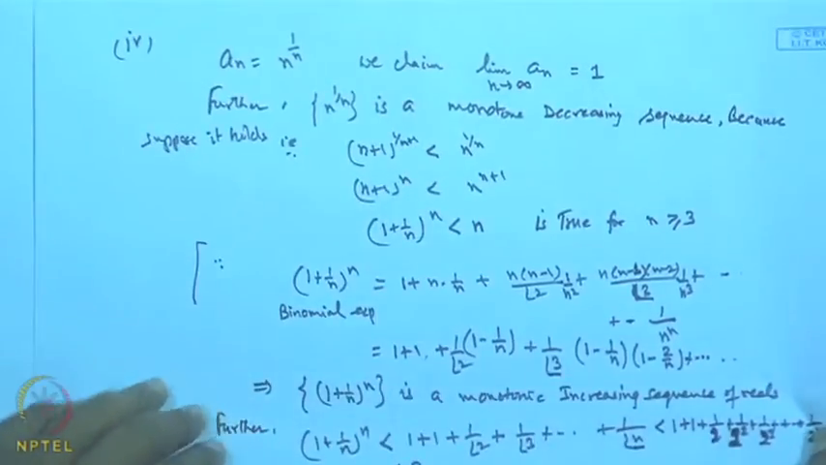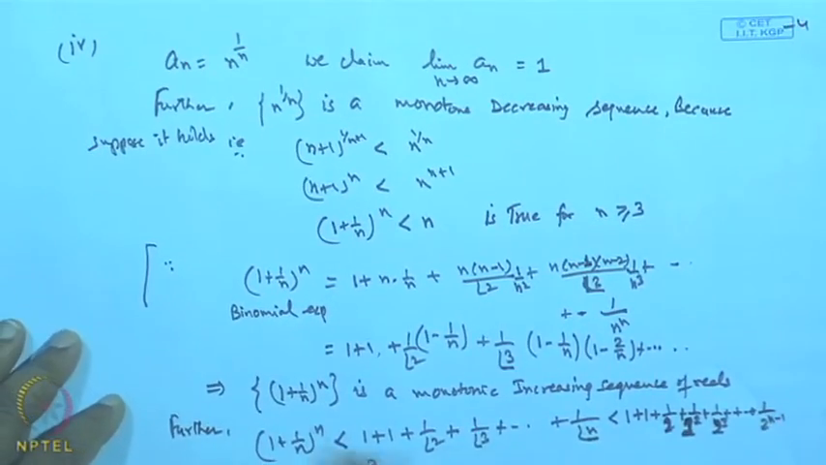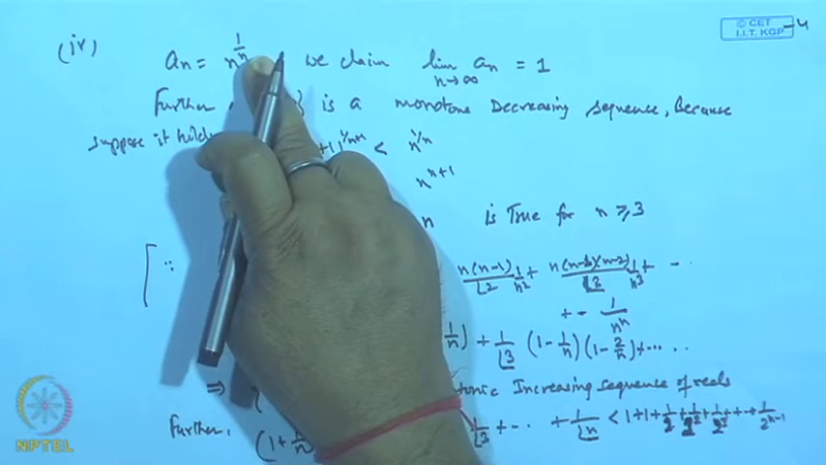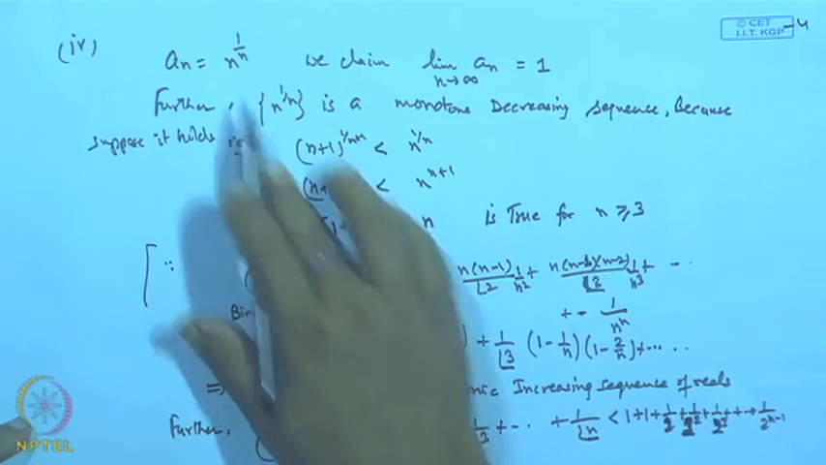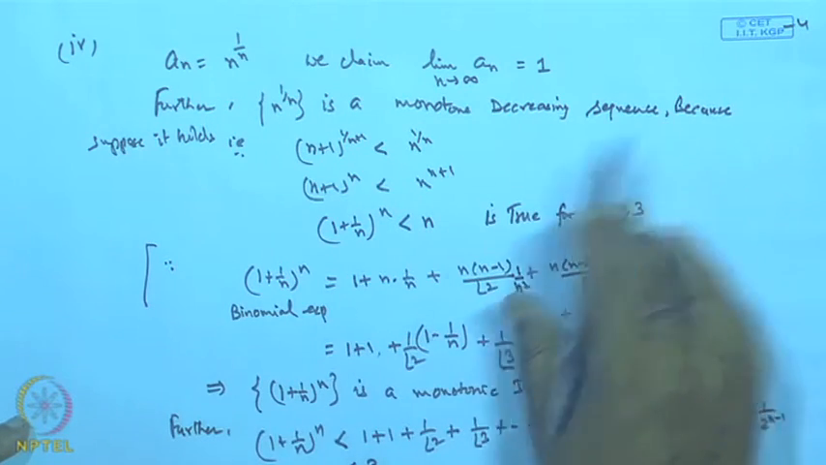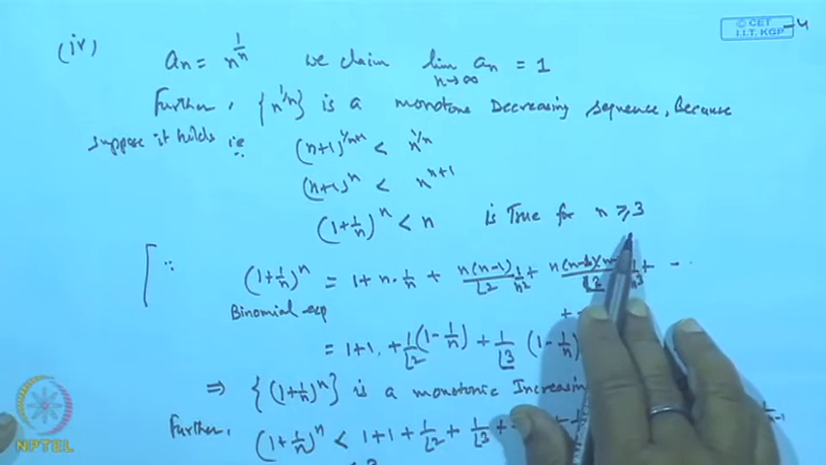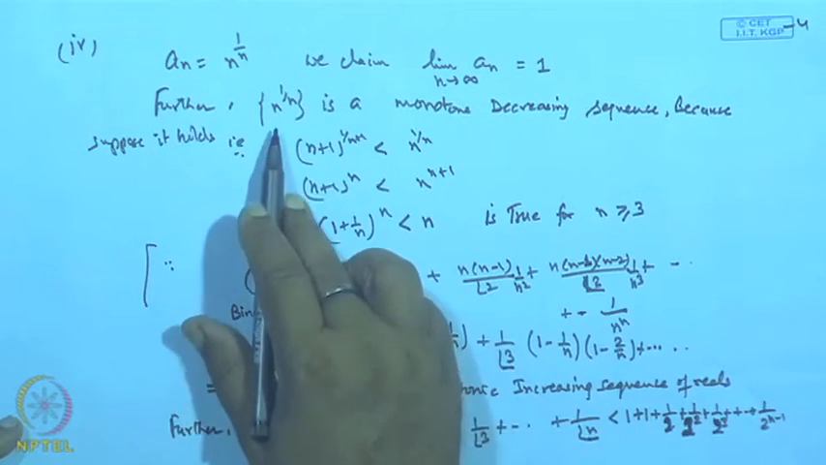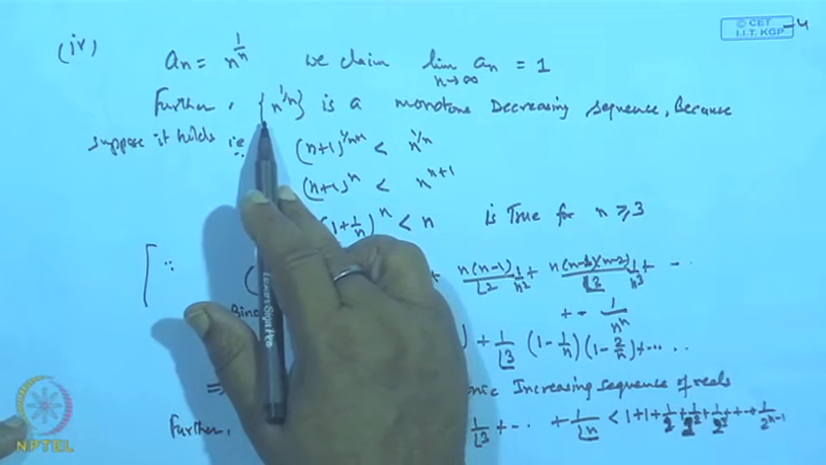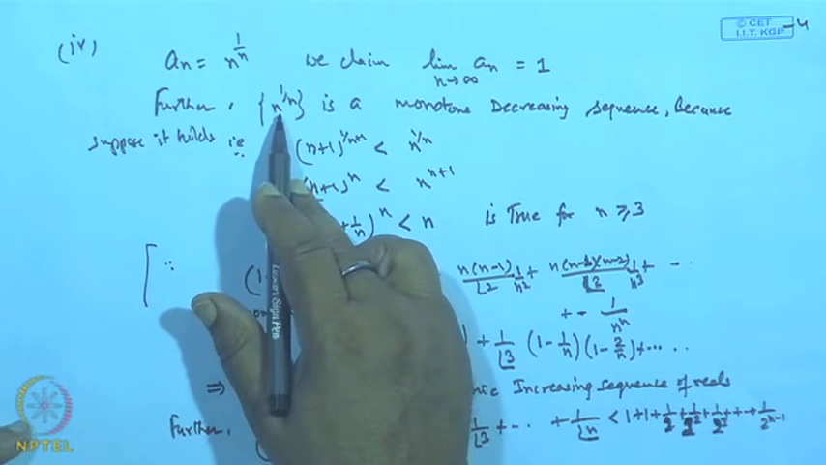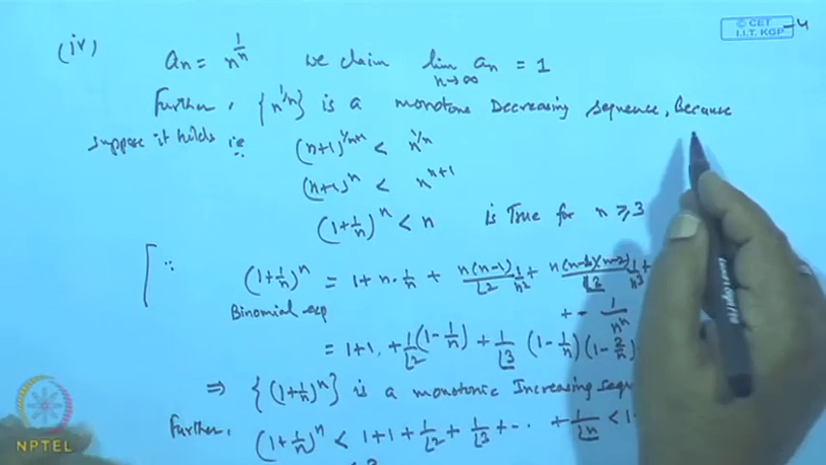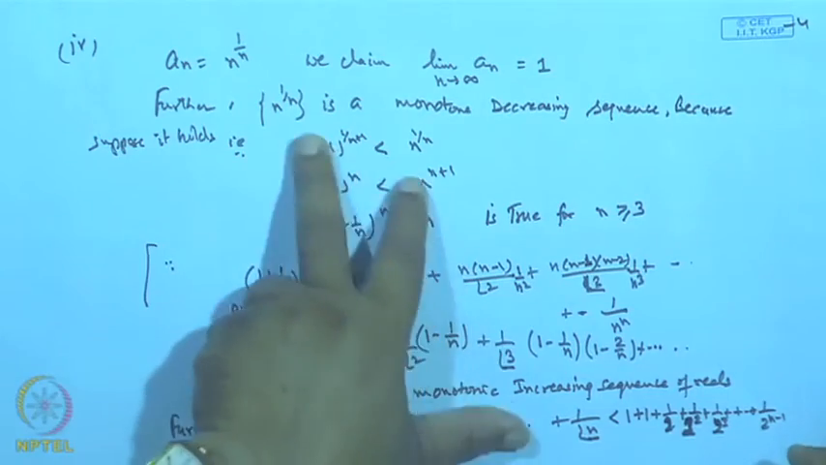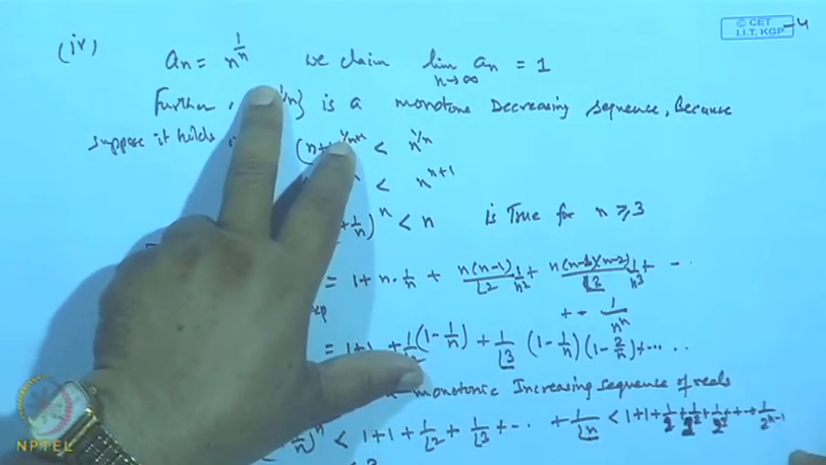Now, here we are discussing this part. It is given n to the power 1 by n, and we are interested in finding the limit of this. Now, what we claim is that this sequence is a monotonic decreasing sequence, which is already proved. When n is sufficiently large, this is a monotonic decreasing sequence, and each term of this sequence is greater than or equal to 1, because n is 1. So it is a monotonic decreasing sequence, is it not, and each term is greater than or equal to 1.